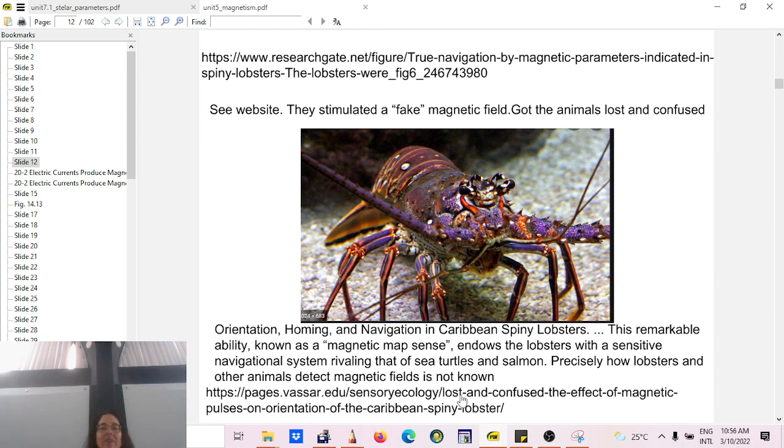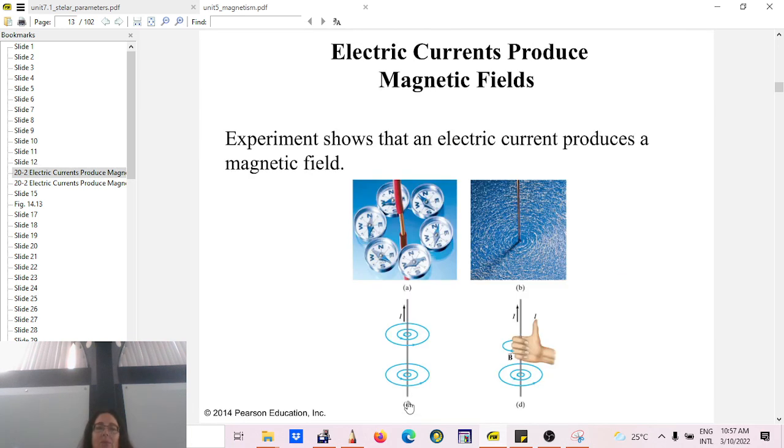And they did something very mean to them. They brought a huge magnet to get them confused, just to show that they were using the magnetic field of the Earth. And instead of going to the coast, they got lost somewhere away from the coast. Isn't that mean to do that to lobsters? So you can read the article here. It was some research. Birds have some kind of magnet in their head, so they follow the magnetic field of the Earth, so they can migrate.